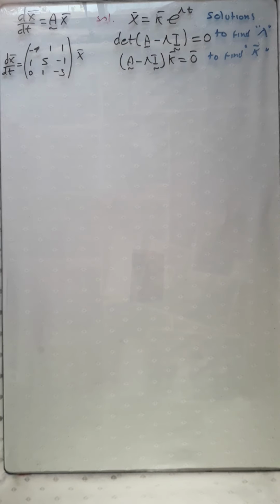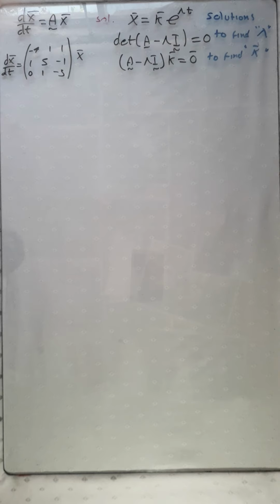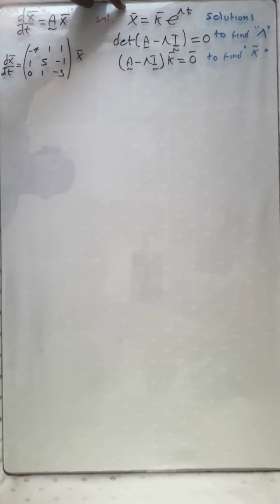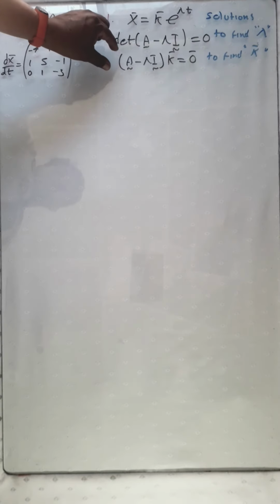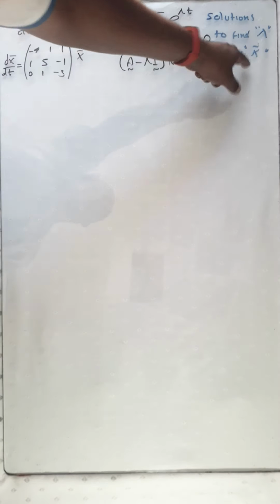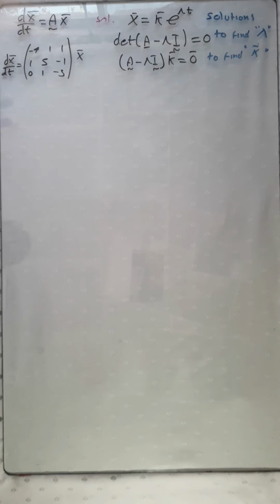Okay, so now let's solve this example, and this is a case of a 3 by 3 problem. The basic formulas are: this is the shape of the differential equation, this is the proposed solution, this is the equation to find the values of lambda, and this is the equation to find the values of the k vector, the eigenvector and the eigenvalue.